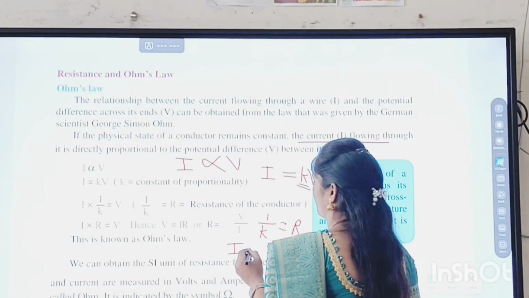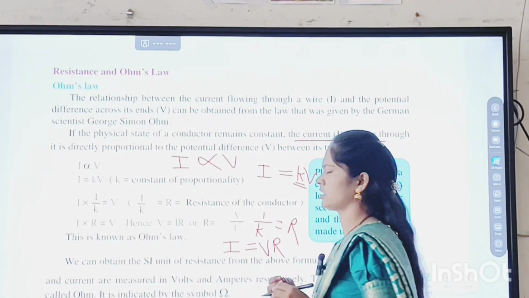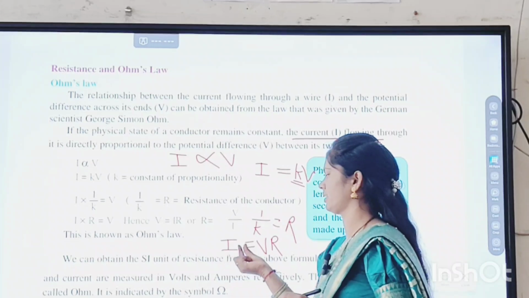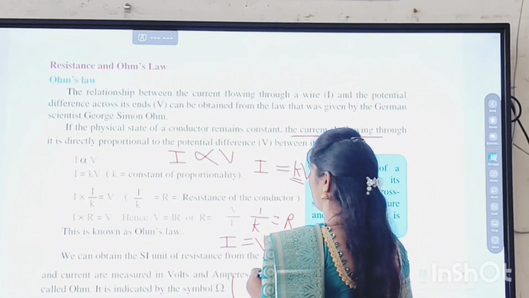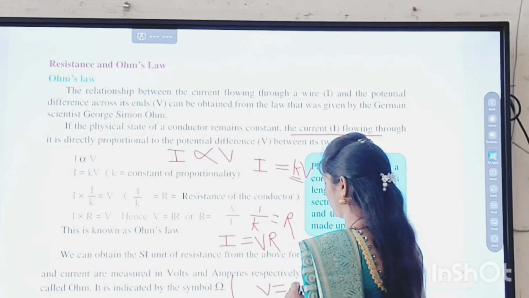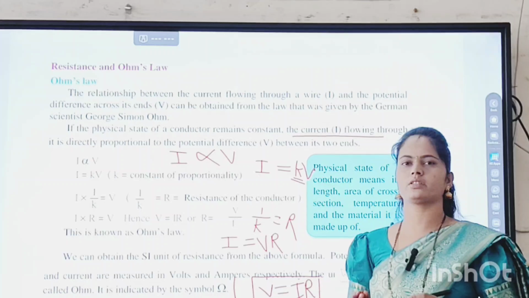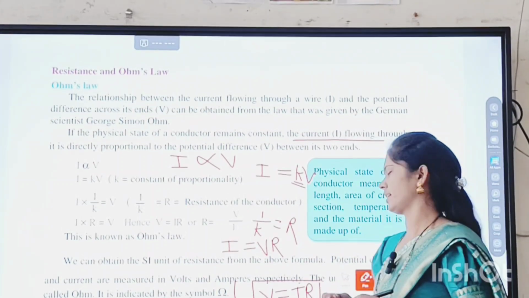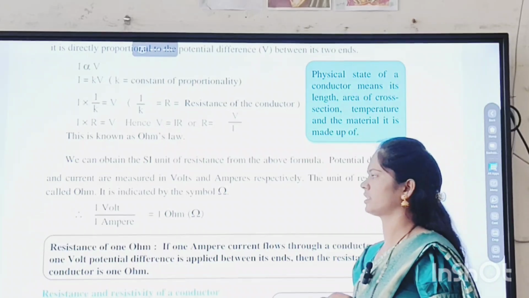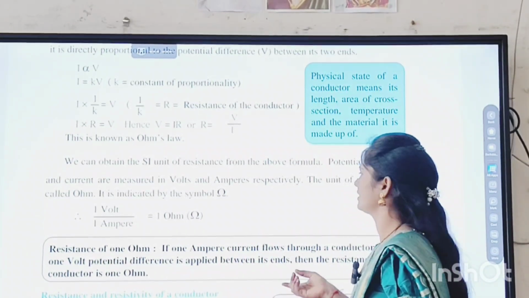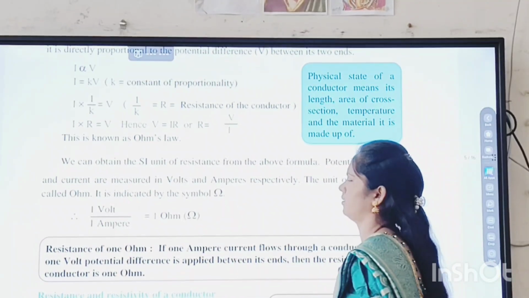When we put this R value, we get I is equal to V upon R. Therefore, we get the formula V is equal to IR. This is your final formula. Potential difference is equal to current into resistance. And the symbol for resistance is ohm.